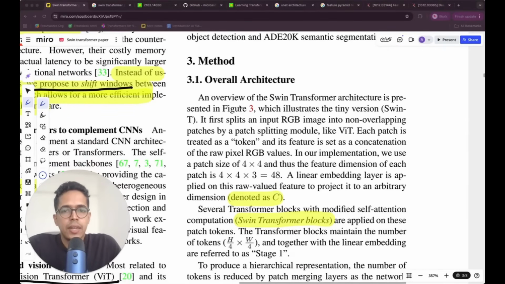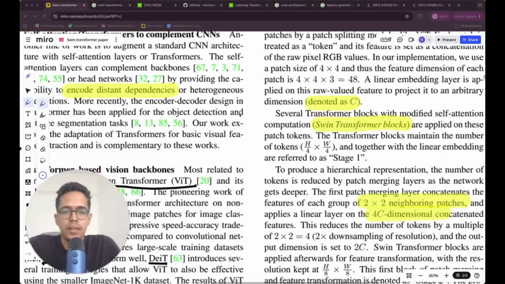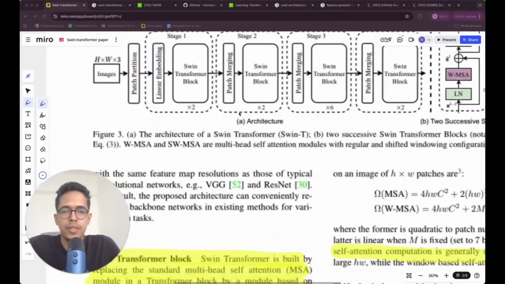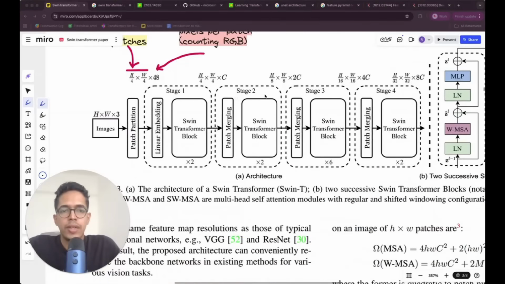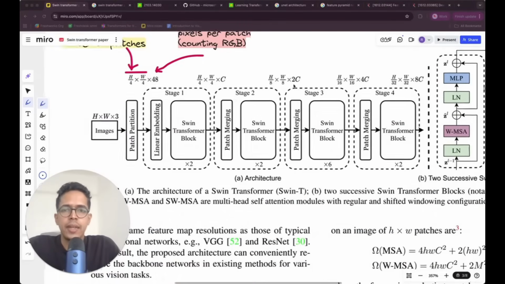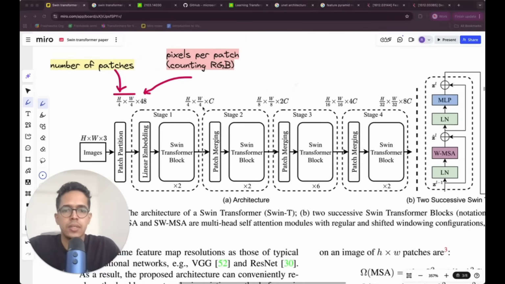Overall architecture. An overview of the Swin transformer architecture is presented in figure 3. Figure 3 is on the next page. This is figure 3, the Swin transformer architecture. It looks a bit intimidating, but we will come back to this. Just keep this in your mind.